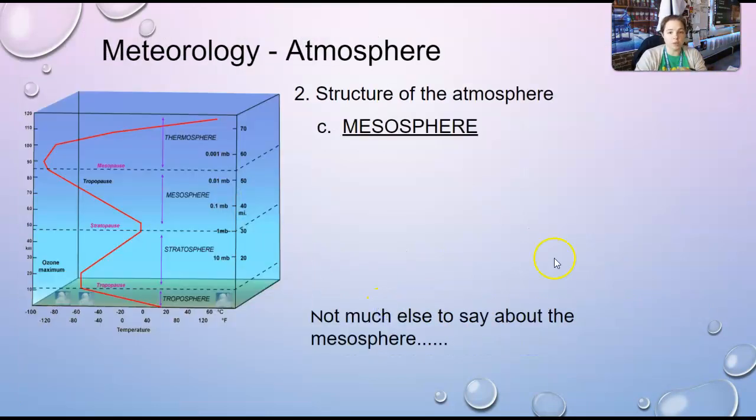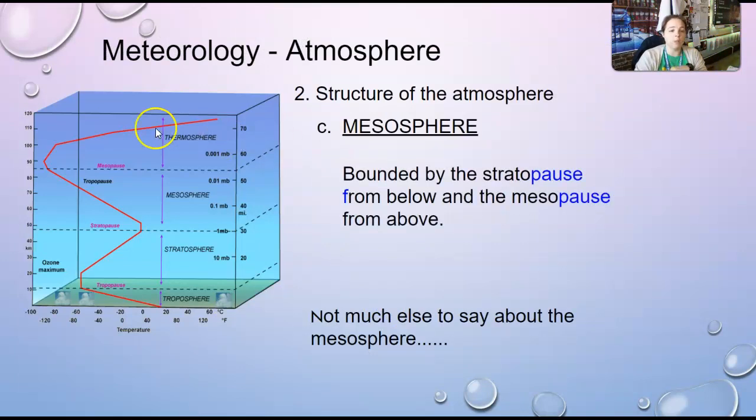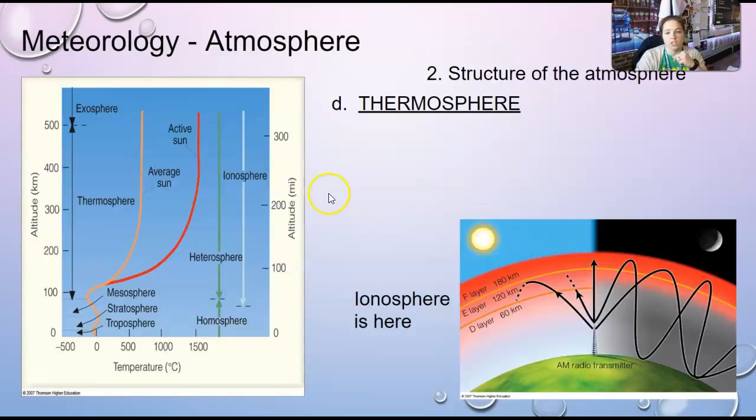And then we have the mesosphere. It's bounded between the mesopause and the stratopause. There's not really a lot to say about the mesosphere. It does protect us from meteors, but there's not a whole bunch to say about it.